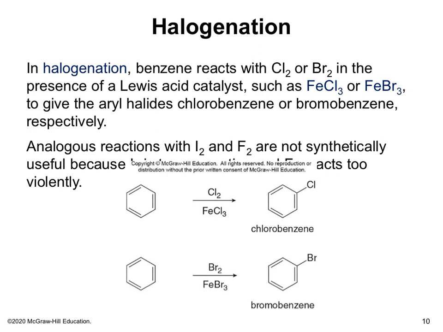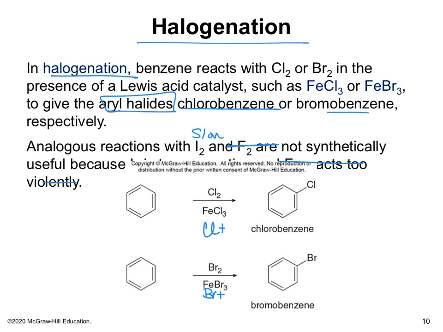So this is going to go over all the different reactions. We have halogenation reaction, and in halogenation, benzene is going to react with either the Cl plus or the Br plus, and that's going to make an aryl halide, which is a chlorobenzene or a bromobenzene. Fluorine reacts too violently. Iodine is too slow. So basically the only halogenation reactions you have are chlorination or bromination.